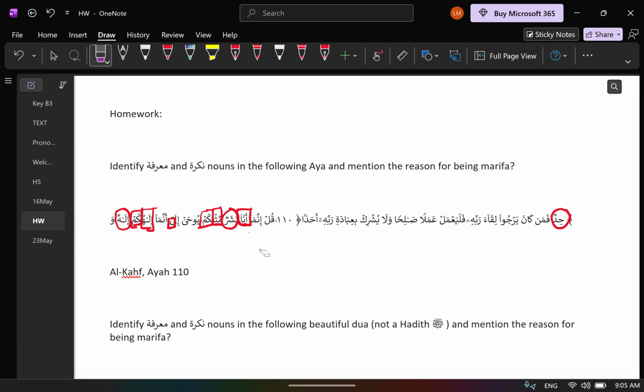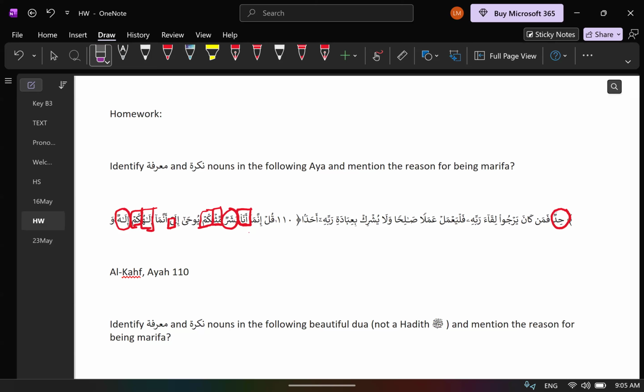So there are two khabar, for example, over here. Basharun is khabar number one, and mislukum, I don't know what the irab is, but let's say this is khabar number two. One could be marifa, one could be nakira. No problem with that. So it's not a badal.